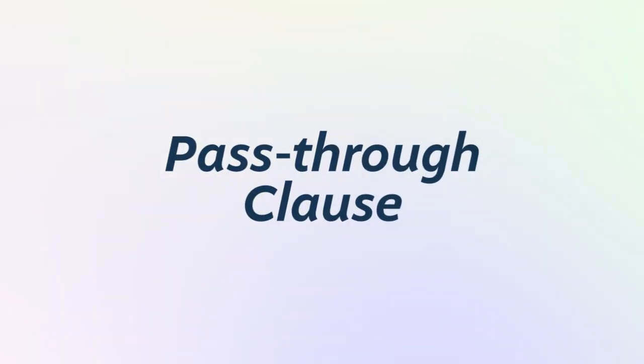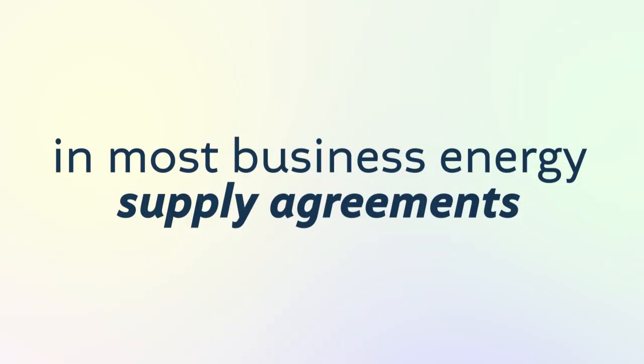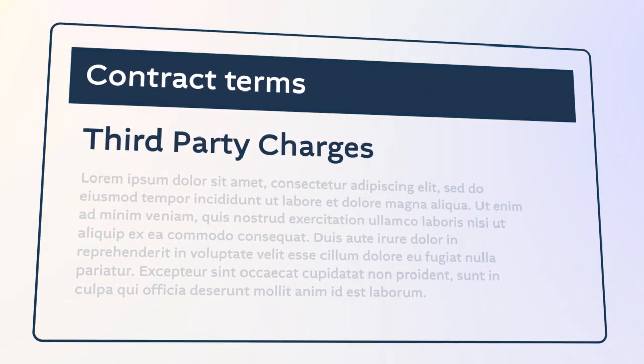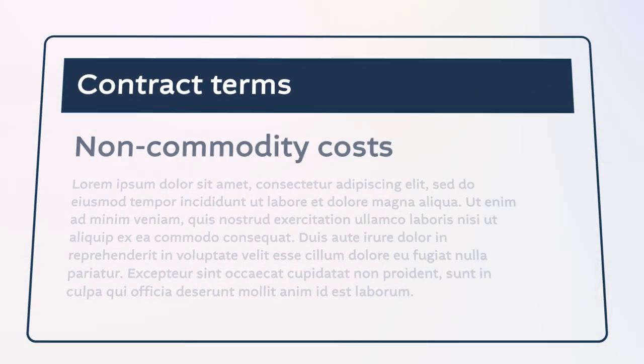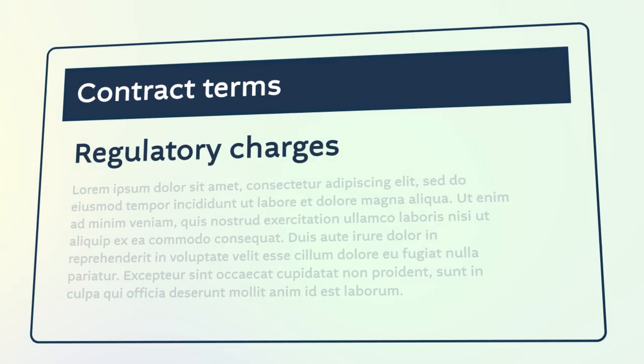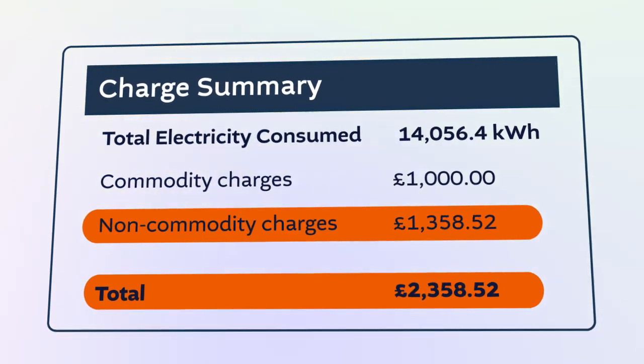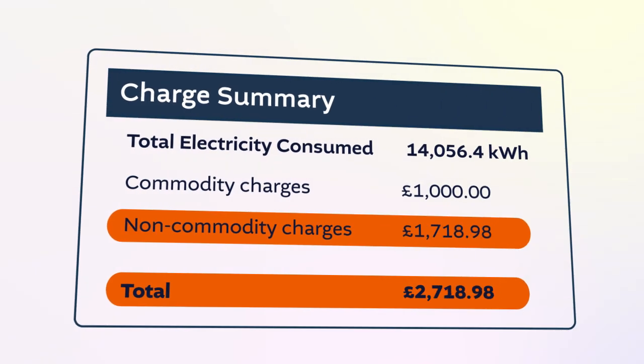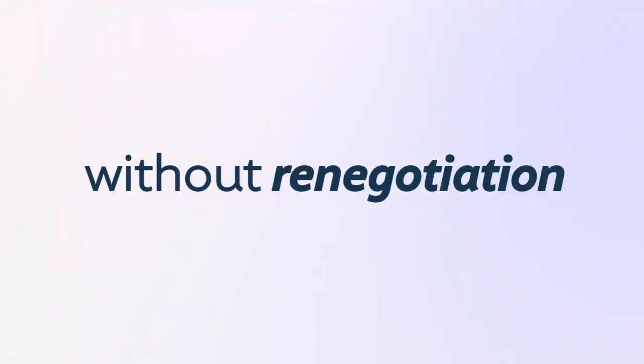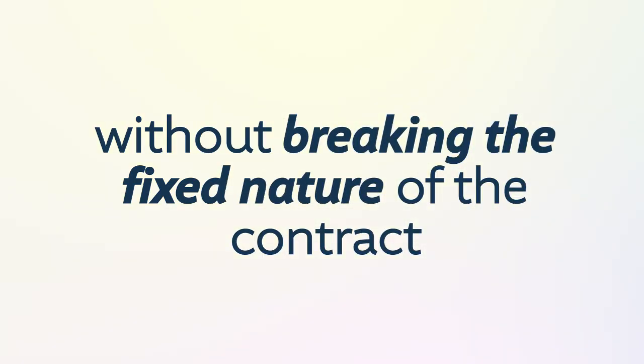The mechanism that allows this is a pass-through clause, standard language in most business energy supply agreements. It typically appears in the contract terms under a heading such as third-party charges, non-commodity costs, or regulatory charges. The clause allows the supplier to apply changes to network charges, levies, and system costs as they occur without renegotiation and without breaking the fixed nature of the contract.